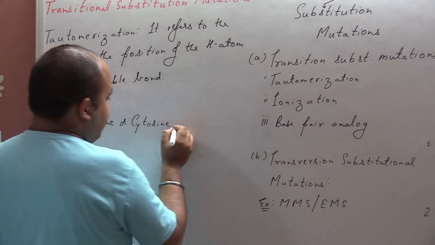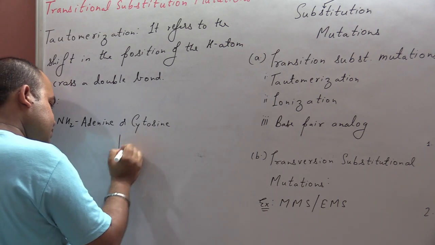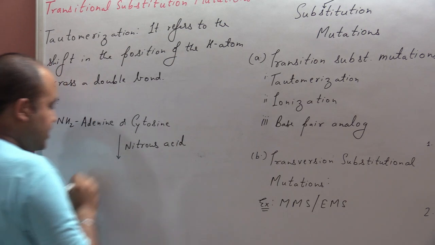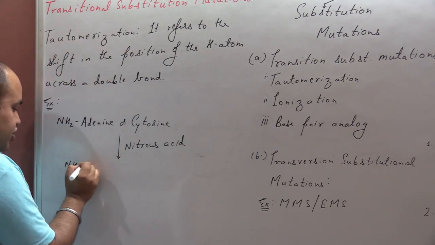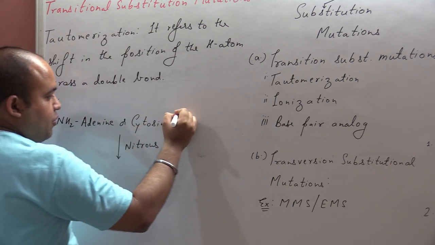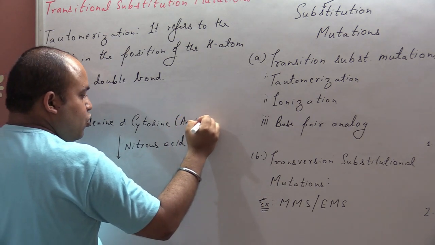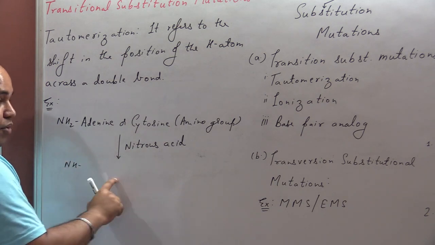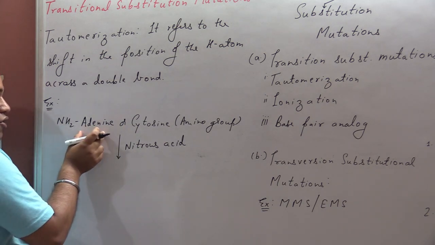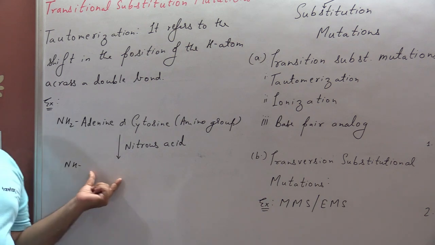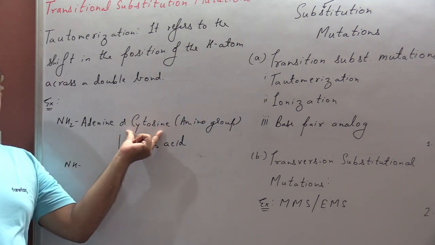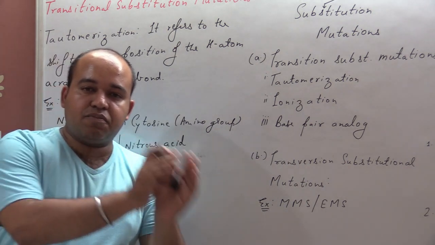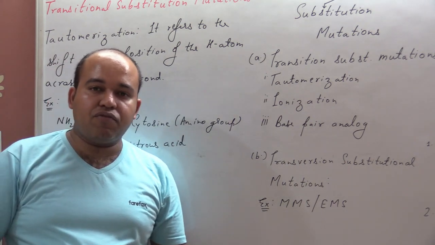In the presence of nitrous acid, the amino group gets transformed into NH, imino group. This is amino group, into imino group containing nitrogenous bases, imino group containing adenine and cytosine, and these imino group containing compounds will perform forbidden base pairing. Such type of compounds will perform forbidden base pairing.